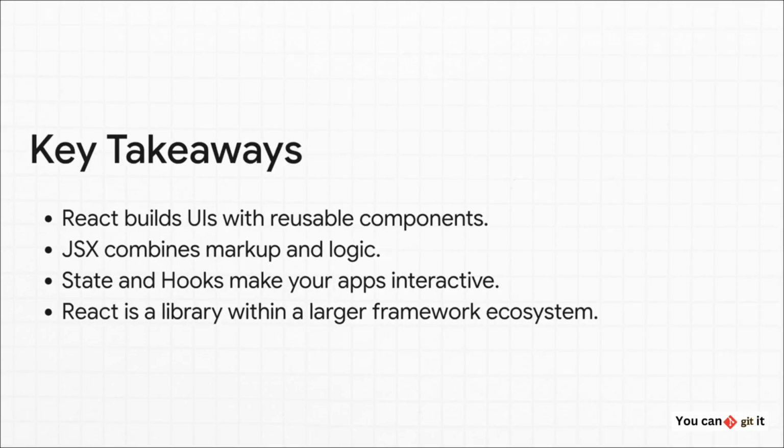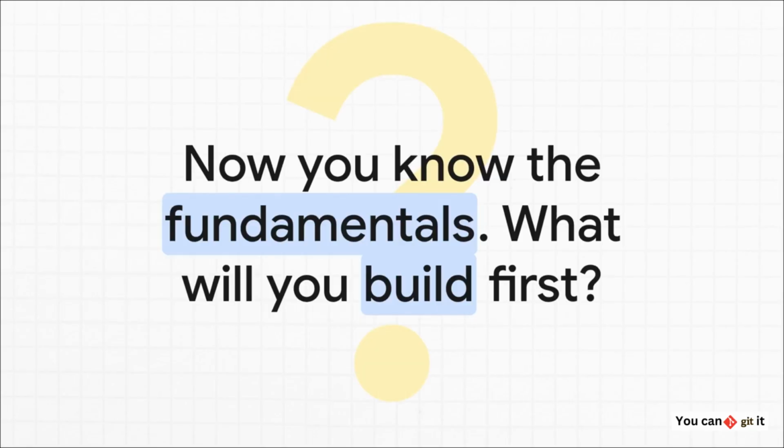Okay, let's do a super quick recap of what we've learned. The core of React is all about building UIs with those reusable Lego brick components. JSX is that special sauce that brilliantly mixes your markup and your logic. State and hooks are what give your components memory and make them interactive. And finally, remember that React is the powerful UI library at the very heart of a much larger ecosystem of frameworks. And that's React in a nutshell, from a single component to a global community.